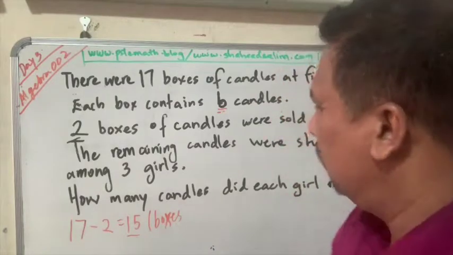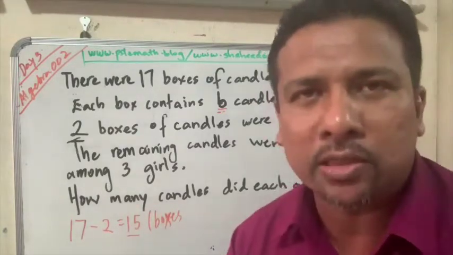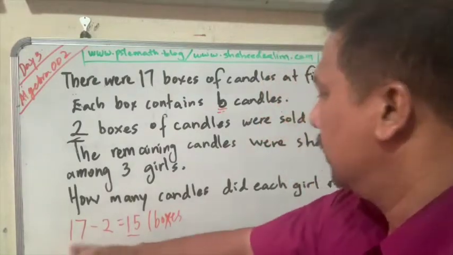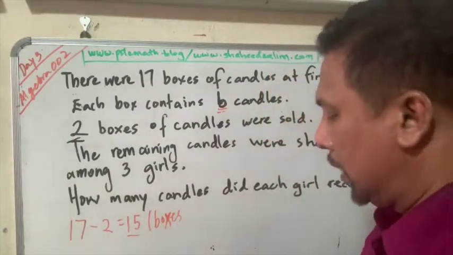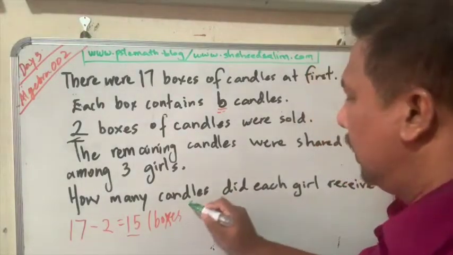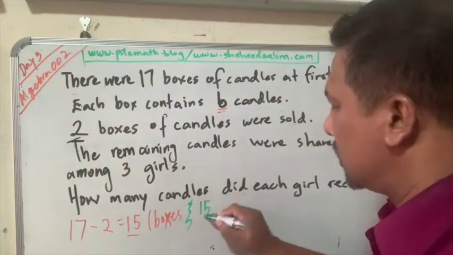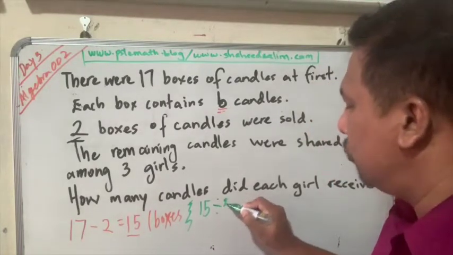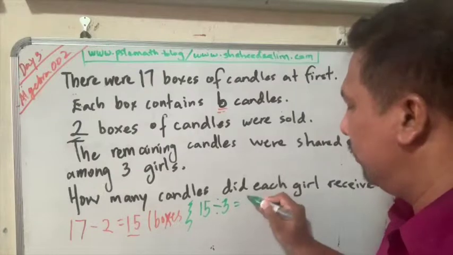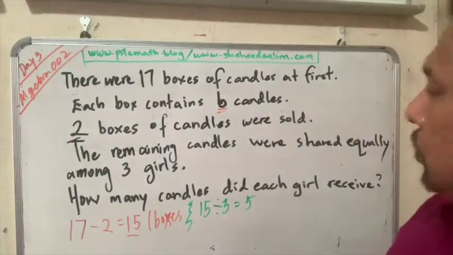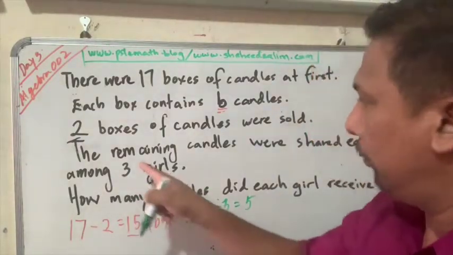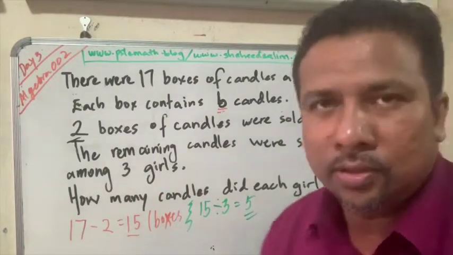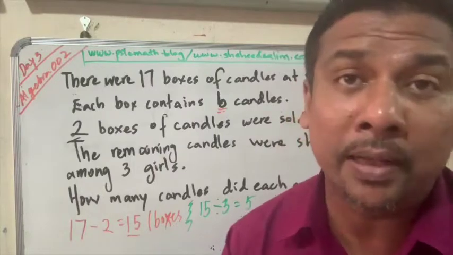Actually, if we want, we can solve it in terms of boxes. There are 15 boxes left, right? Okay, let's use another color here. There are 15 boxes left. We can divide this by 3 and we get 5. So there are 3 girls who share 15 boxes. Each girl should receive 5 boxes of candles, and that would be the answer.